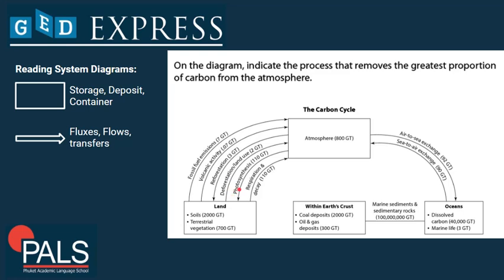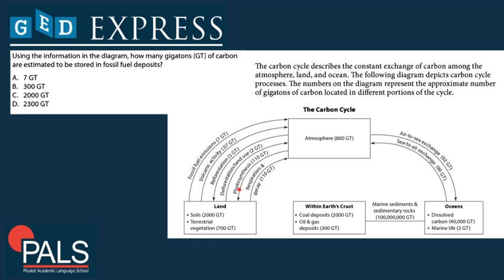Let's have a look at the next question. Using the information in the diagram, how many gigatons of carbon are estimated to be stored in fossil fuel deposits? And for this, we have to first know what fossil fuels are, because the term fossil fuel is not indicated on our diagram here. So this is assumed knowledge. You have to know what fossil fuels are.